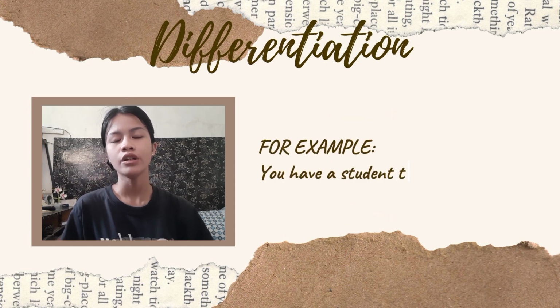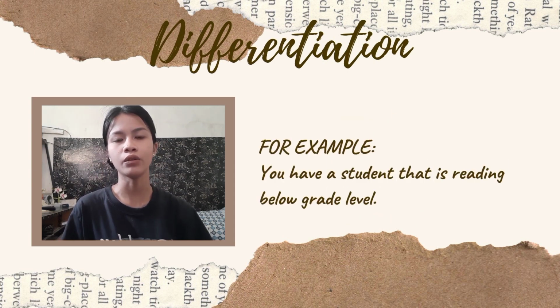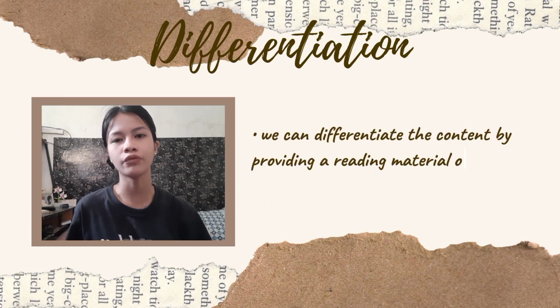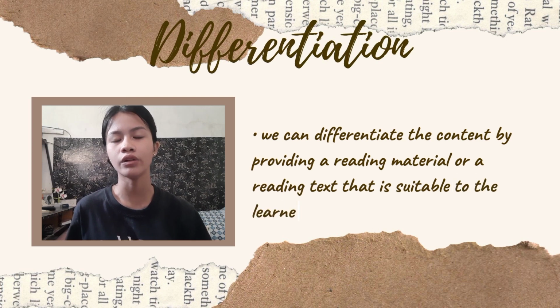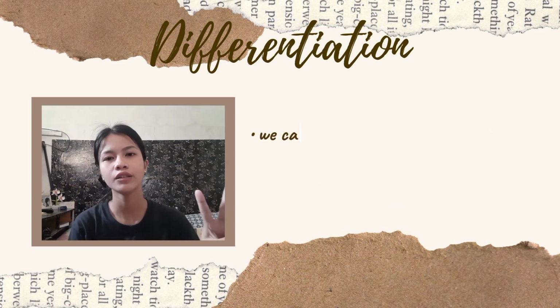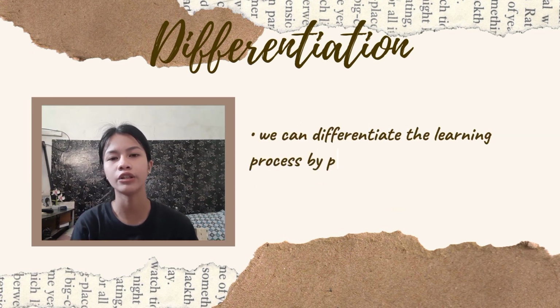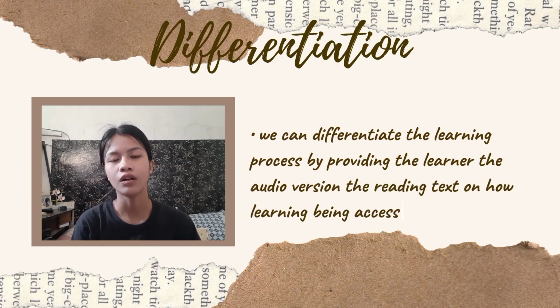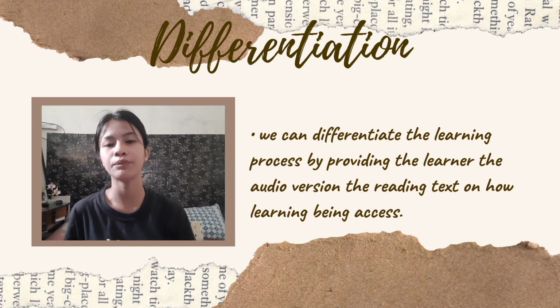So for example, you have a student that is reading below grade level. We can differentiate the content by providing a reading material or a reading text that is suitable to the learner's reading level. And the second one is we can differentiate the learning process by providing the learner the audio version of the reading text. See how learning is being assessed.